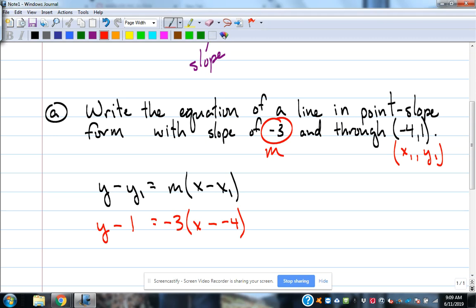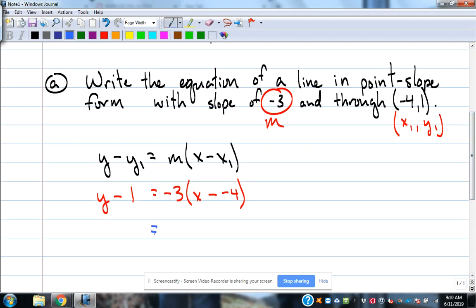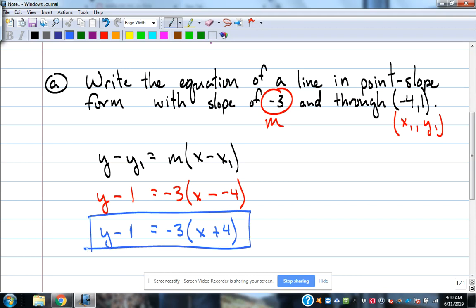And there is a little bit of simplifying you can do to this. Right here, we got a double negative. Anytime you have a double negative, we know that turns into what? Positive. So we can clean that up just a little bit and say -3 parentheses x plus 4. And then we're going to leave the y minus 1 there. That is the equation of the line in point-slope form. That's all there is to that. If you've got the slope and you've got a point, then you can just plug it right into the places. And if there is a double negative, change it to a plus and you're done. That gets you the point-slope form of that line.